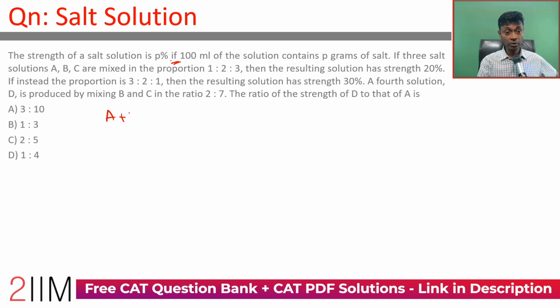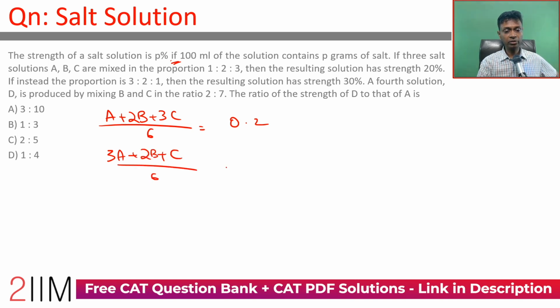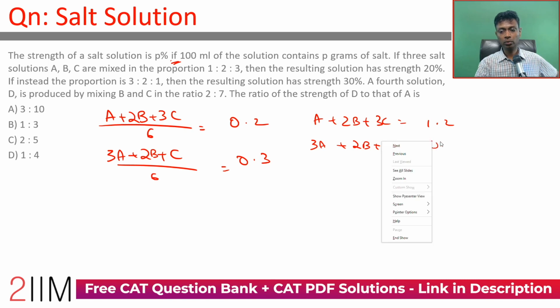So A plus 2B plus 3C by 6 is 0.2. 3A plus 2B plus C by 6 is equal to 0.3. Right? Or A plus 2B plus 3C is 1.2. 3A plus 2B plus C is equal to 1.8.